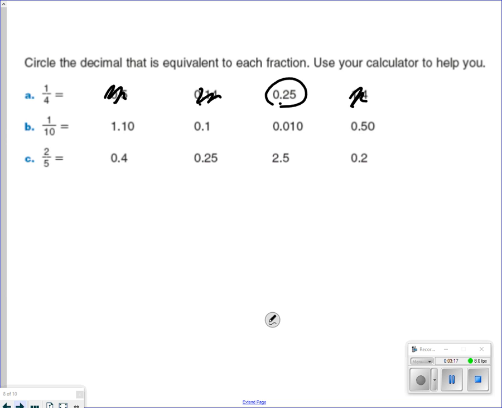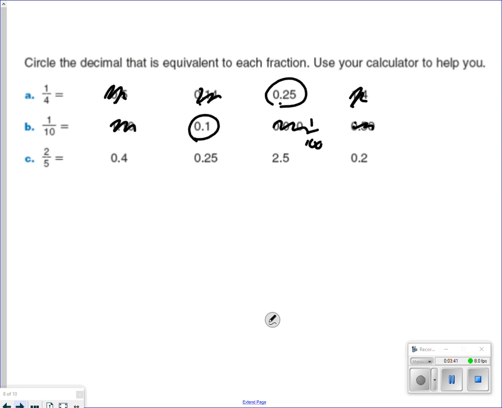We have 1/10. Well, that's pretty easy because that already has a 10 as the denominator, so that equals 0.1. Which one of these? 1.1 does not work. 0.1 works. 0.01 would be 1 over 100, right? That's not right, and 0.5 is incorrect as well. So 0.1 is correct.